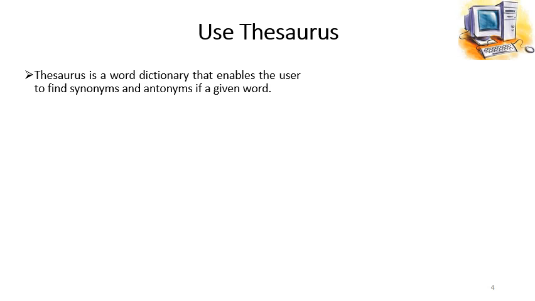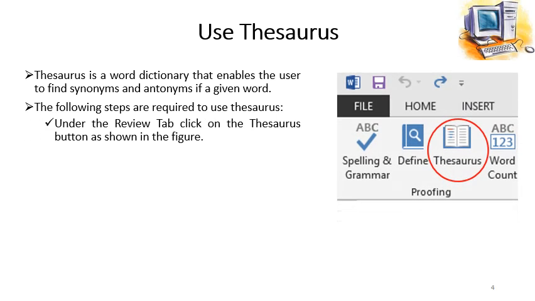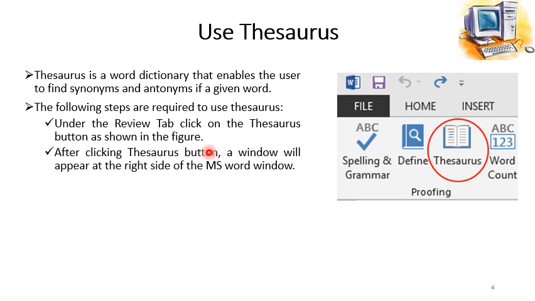Now, use Thesaurus. Thesaurus is a word dictionary that enables the user to find synonyms and antonyms of a given word. The following steps are required to use Thesaurus. Under the Review tab, click on this Thesaurus button as shown in the figure. Here, the Thesaurus button is shown under the Review tab of the MS Word window. After clicking the Thesaurus button, a window will appear at the right side of the MS Word window.